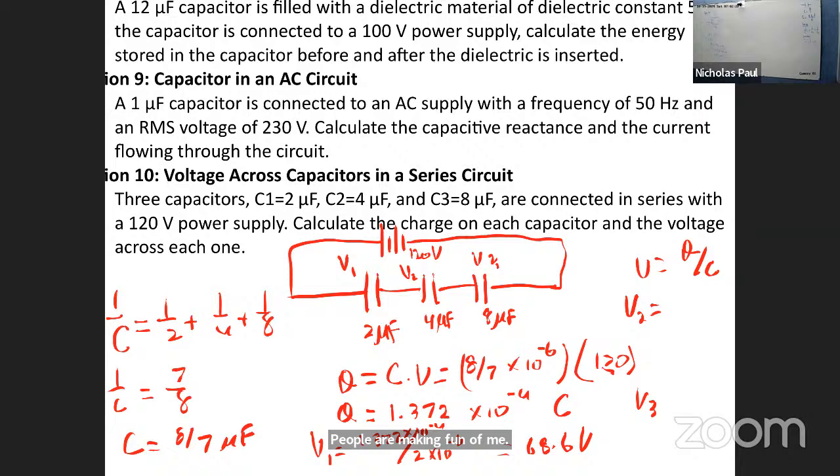Right, B2 is what? B2 is what? 34 point 3, and then B3 is what? And that will make sure you're working out 120, right? What? 17.1. Yeah.